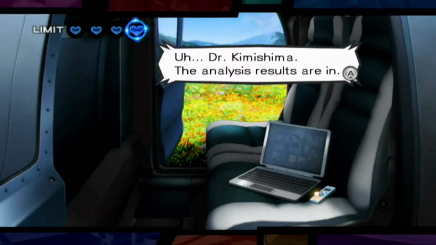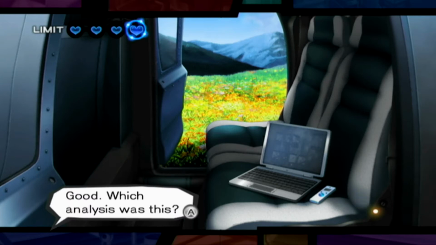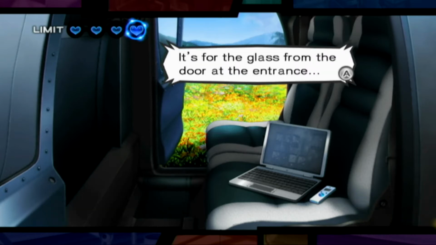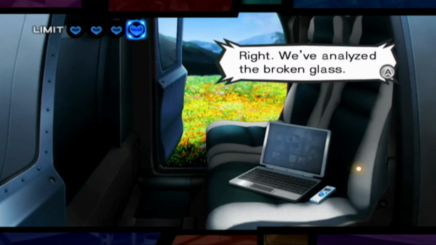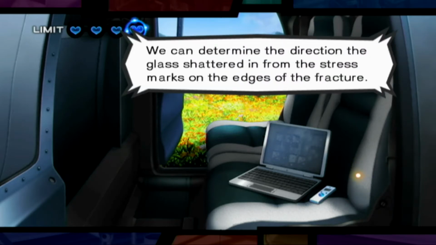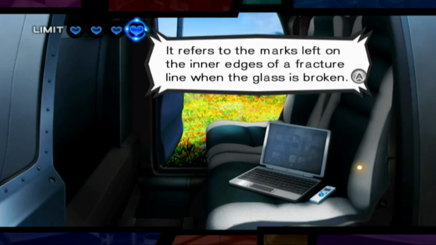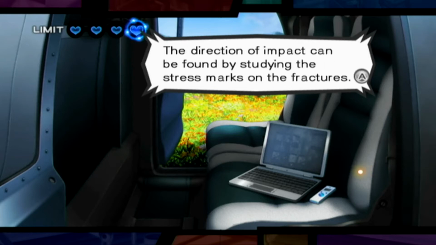Dr. Kimishima, the analysis results are in. Good. Which analysis was this? It's for the glass from the door at the entrance. Huh, all right. Tell me what you've got. Right. We've analyzed the broken glass. We can determine the direction the glass shattered in from the stress marks on the edges of the fracture. Stress marks? It refers to the marks left on the inner edges of a fracture line when the glass is broken. The direction of impact can be found by studying the stress marks on the fractures.